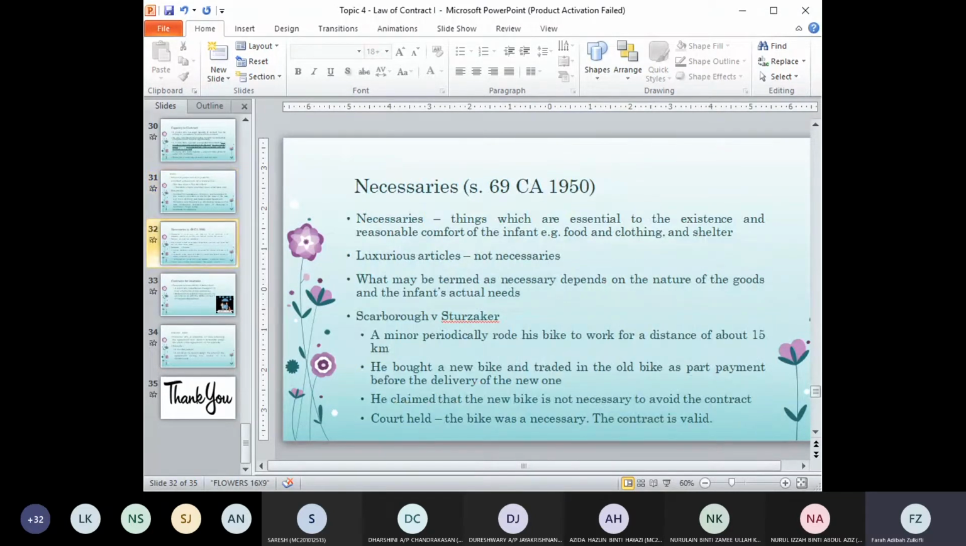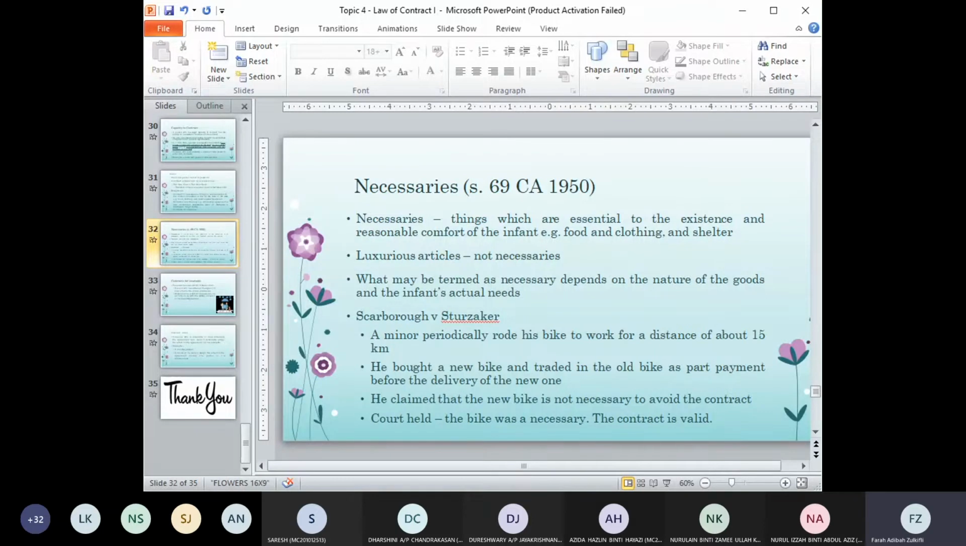Okay, but when we talk about necessaries, it means food. Food is what you have to eat to be able to stay alive. But it doesn't mean that you have to buy expensive food. It just means that you can sign a contract to buy food. Luxurious articles are not necessary. So food is necessary, but if you want to say that buying caviar or some expensive food is necessary, it is not. Food is necessary, expensive food not necessary. So luxurious articles are not necessary.